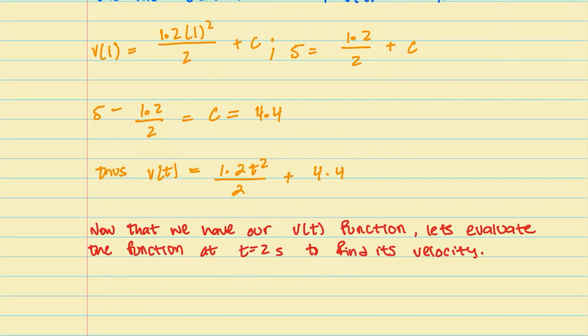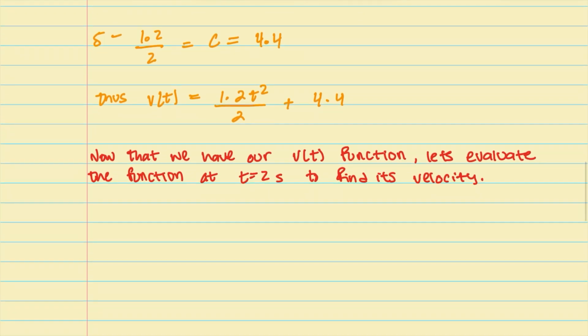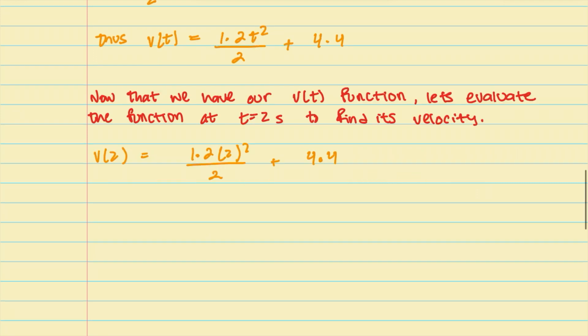And so now that we have our velocity function, we can evaluate this function at time equal to 2 seconds to find this bus's velocity. Plugging in 2 for t, we get 1.2 times 2 squared divided by 2 plus 4.4. And so we'll have that our velocity at time equal to 2 is 6.8 meters per second.